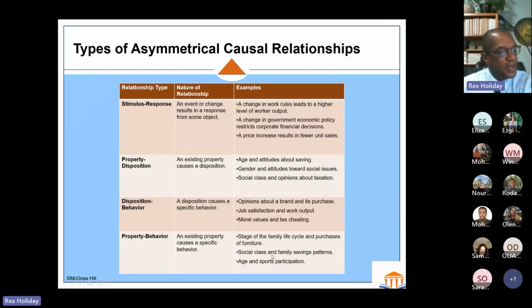And it says social class and family savings patterns. That I think I understand that one. And age and sports participation. So we see professional athletes retiring all the time. They get to a certain point in their careers, and they feel like they are no longer able to participate.